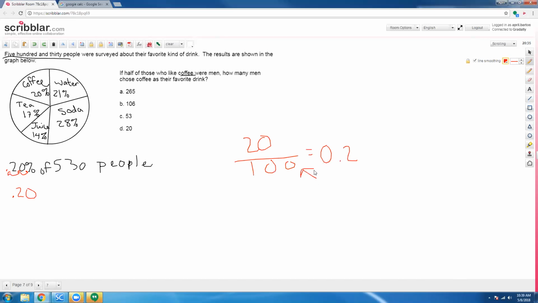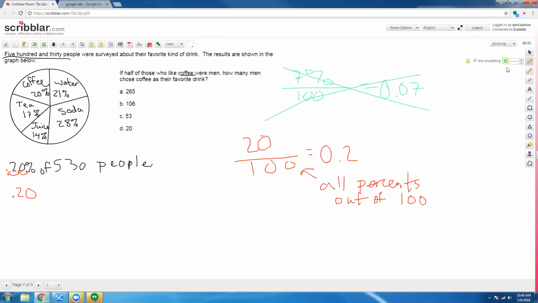So I chose 100 because all percents are out of 100. So you would use 100 every time. If they gave us 7%, we would still divide by 100 to get the correct decimal. Once you have that decimal, 0.2, then you multiply them together, because the percent of is going to really mean multiply.